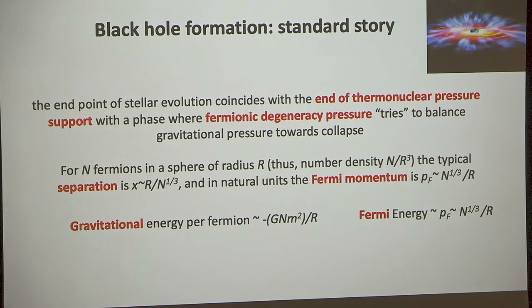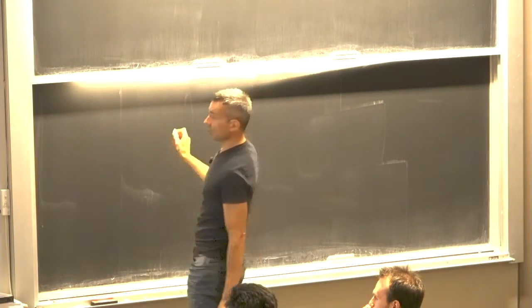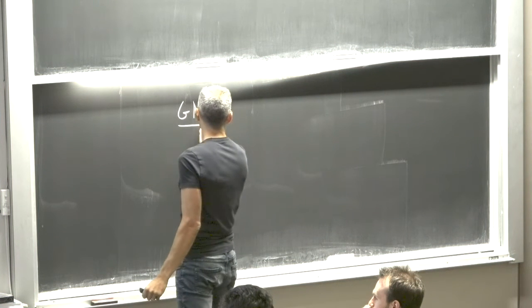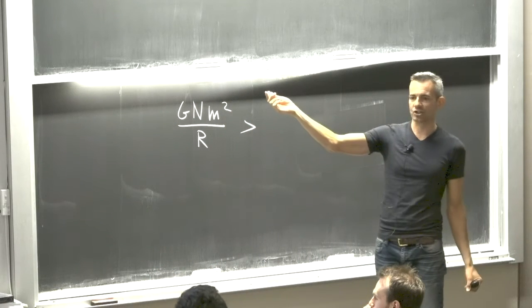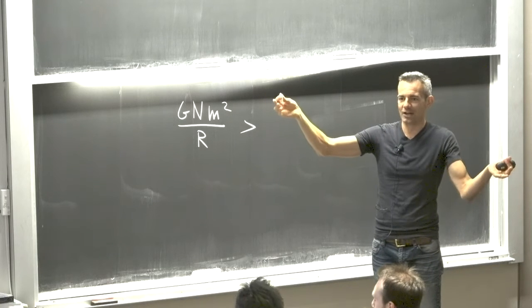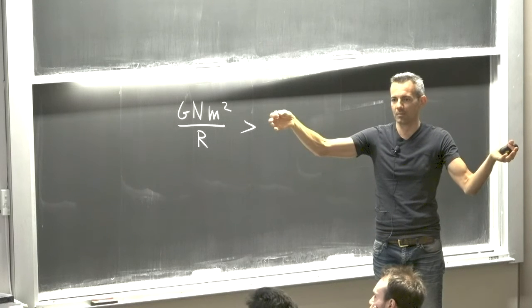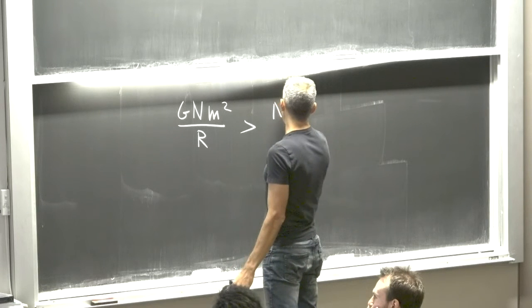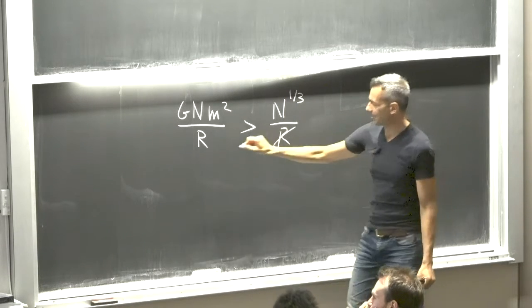And so literally, we are doing this very complicated exercise of asking when G n m squared over r wins over the Fermi energy, and we imagine that upon collapsing, the Fermi energy gets bigger and bigger, so the Fermi momentum gets bigger and bigger, so the Fermi energy is basically equal to the Fermi momentum, right? These fermions are relativistic. And so we want this to be bigger than n to the 1/3 divided by r.